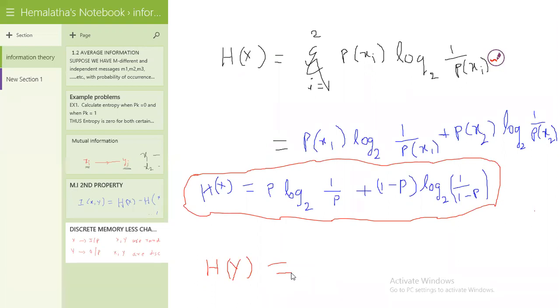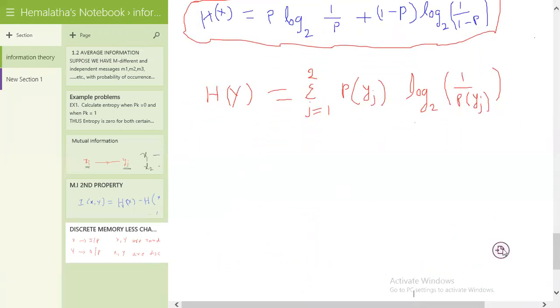Sigma j equal to 1 to 2 of p of x, in place p of yj log 2 of 1 by p of yj. So sigma j equal to 1 to 2 only, p of yj into log 2 of 1 by p of yj. Okay, here again we can expand this one. Expansion.